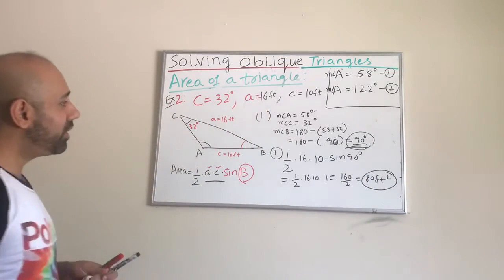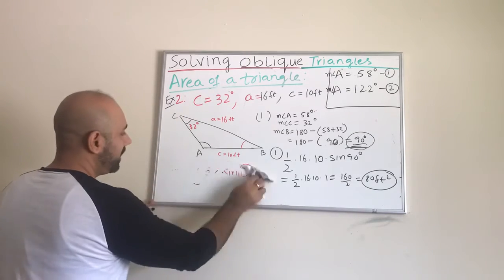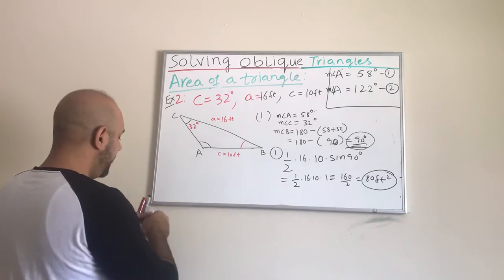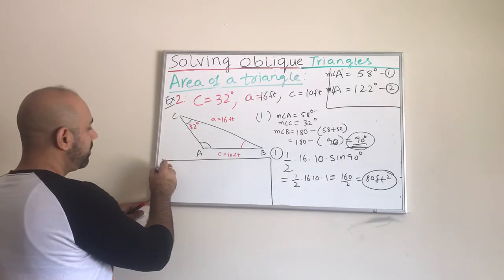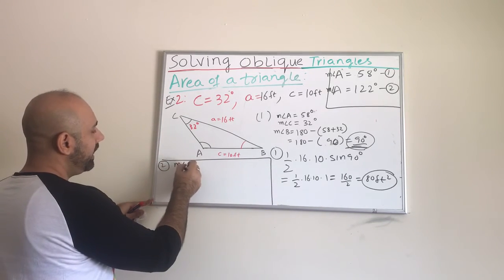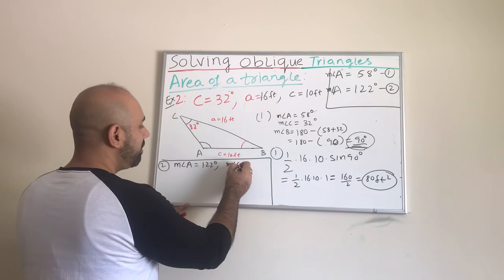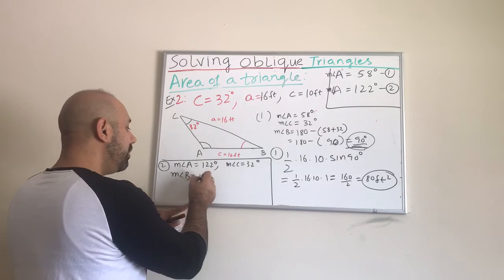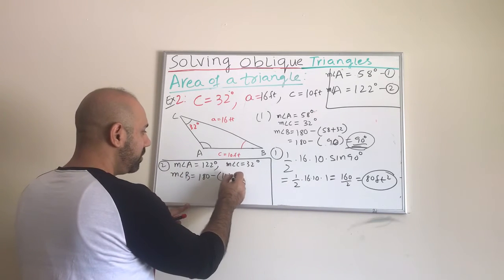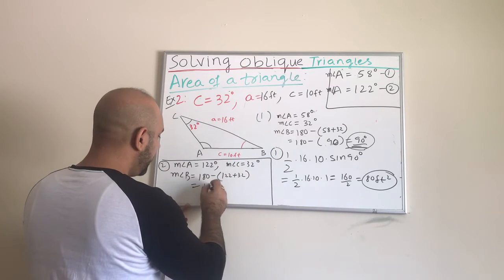And then to find the area of the other triangle, let us go ahead and figure this out right here. The first thing we have to do is, again, see what the measure of angle A is. It is 122 degrees. Then the measure of angle C is already provided, 32 degrees. Now I have to first figure out the measure of angle B again, which is 180 minus the sum of the other two, the same thing we did here.